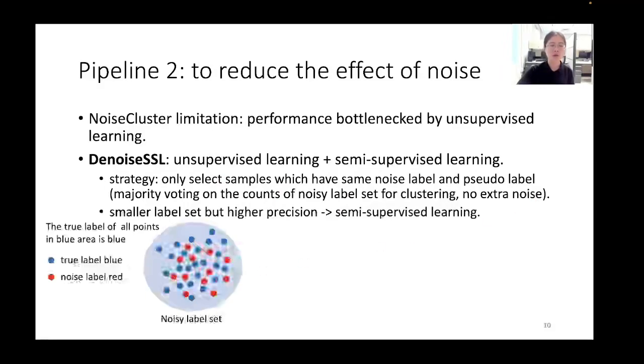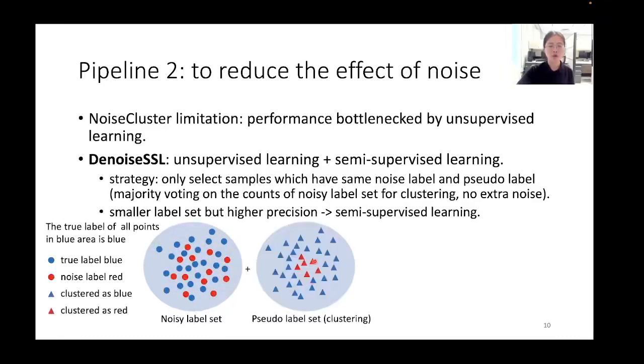Here is an example. The points in this blue area always have the true label blue. The blue points indicate that the true label is blue, while the red points indicate that there was a noise label red. We also have a pseudo label set from the clustering, which may assign most points as blue but still several as red due to the performance of clustering.